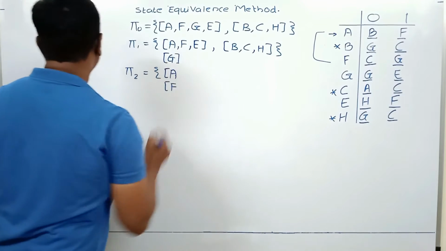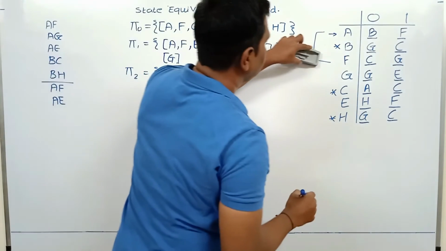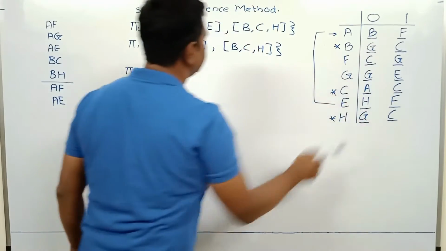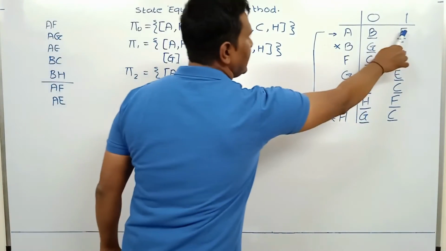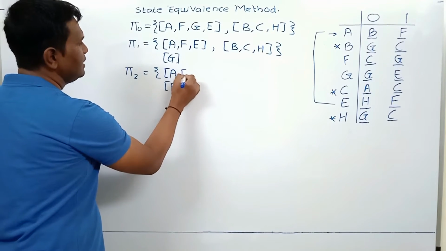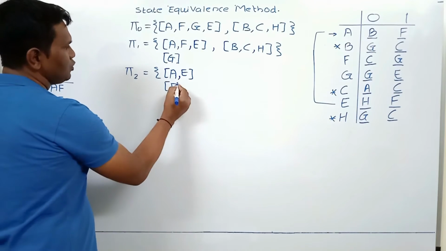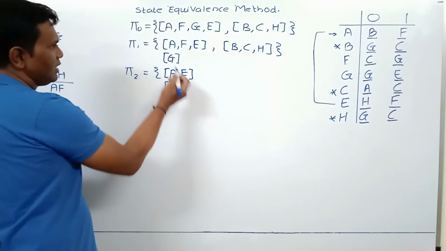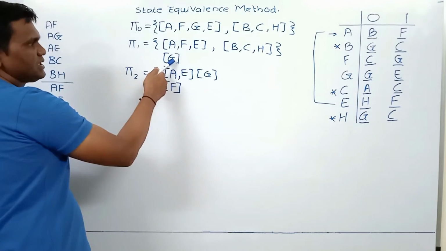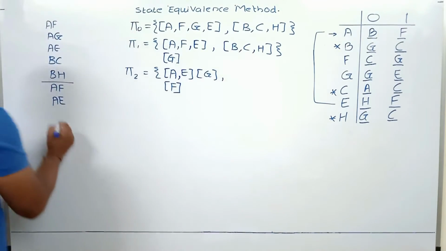Now let's check A and E. B and H are in the same group. F and F, same state, must be in the same group. So A and E are two equivalent, and we mark this group as complete. Also we have to consider this group over here. We copy this group which contains only one state over here. Now let's check B and C.